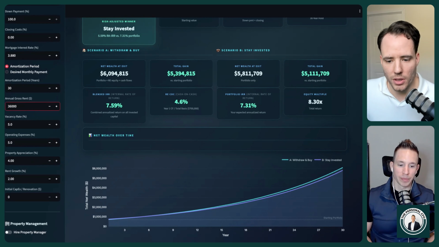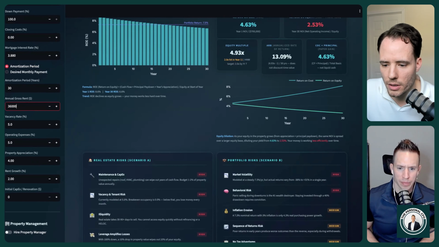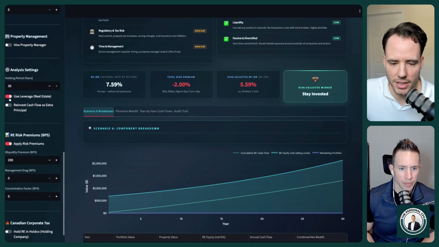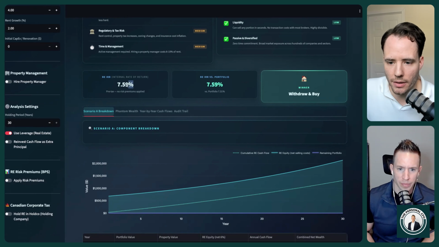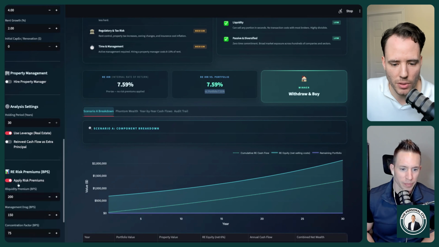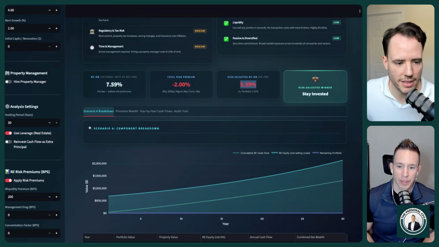But when we look at it, even when we take out risk adjusted returns, what we're going to see is it's very, very close. The real estate gives you 7.59% versus the portfolio 7.31%. When we add in the risk premiums, let's just account for liquidity risk, the portfolio crushes it versus staying invested and doing nothing versus buying real estate on leverage.